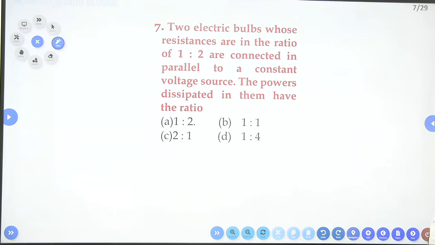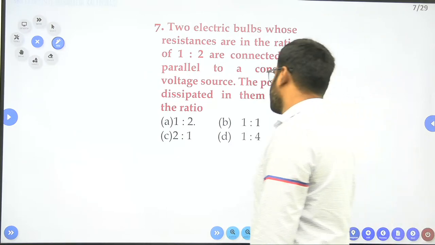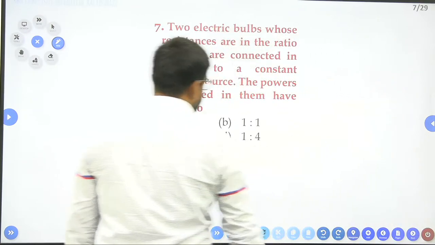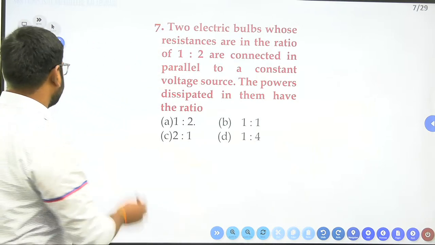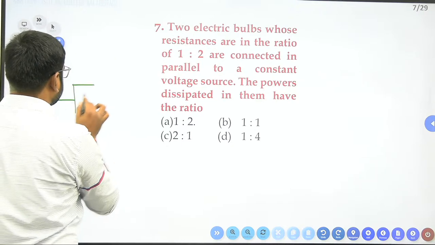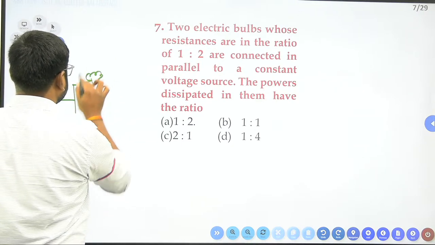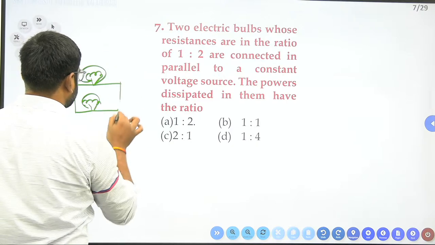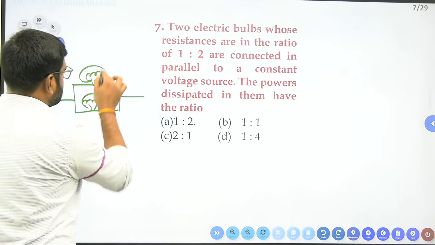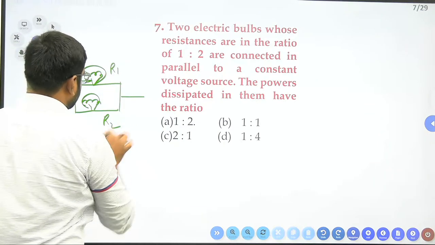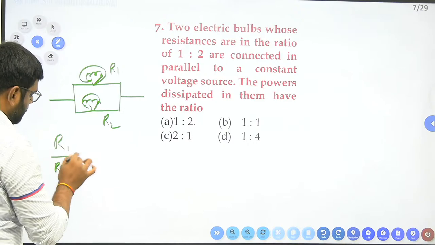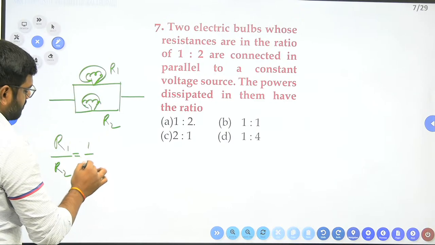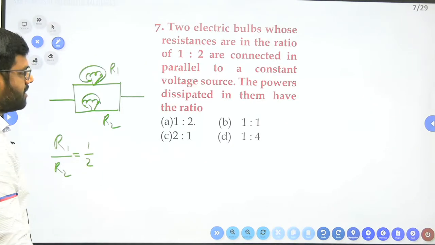Here two electric bulbs whose resistances are in the ratio of 1:2 are connected in parallel to a constant voltage source. The powers dissipated in them have the ratio, power dissipation they have asked here. Let's say two bulbs we are having, which are connected in parallel. Here the resistance ratio they have given. If I consider R1 and R2, then R1 upon R2 is the ratio of the first bulb to the second bulb, 1:2. Power dissipation they are asking.